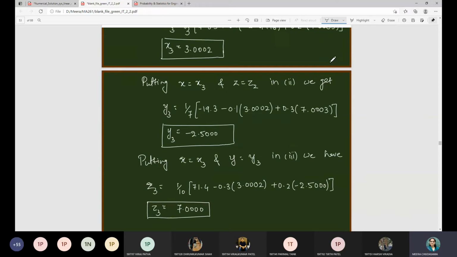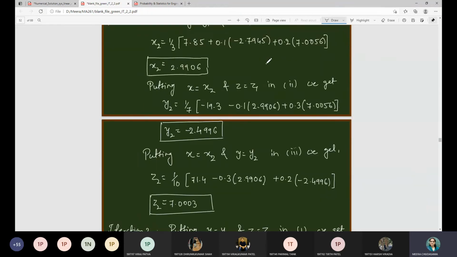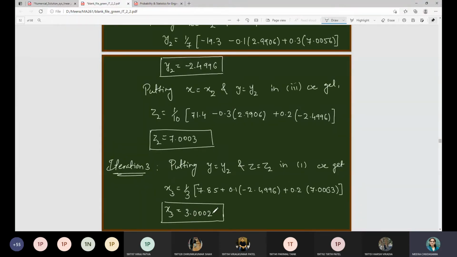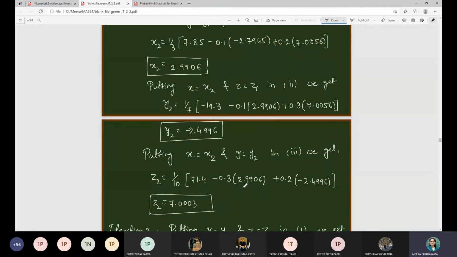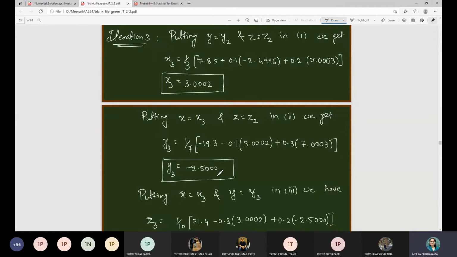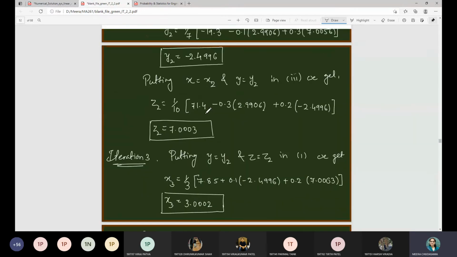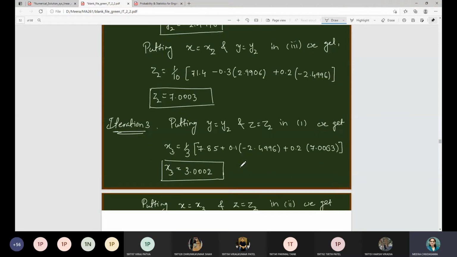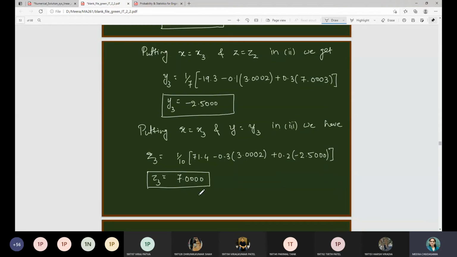Let us observe now the iterations. Okay, so here x is 2.99, x2 is 2.99, x3 is 3.00. So we arrive at the desired level of accuracy, we can say they are nearly equal. Minus 2.49996 and it is minus 2.5000. It is also nearer, we can say. And third one is 7.003 Z2 and Z3 is 7.000. So we can say that second iterated value and third iterated values are nearly equal. Therefore, we will stop at this process and at that time we can have the approximate solution, right?